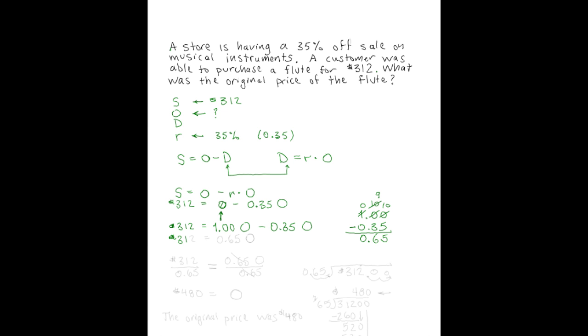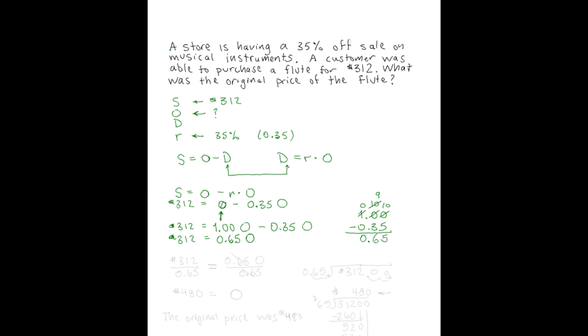So we have $312 equals 0.650. One of the nice things about decimals is you can think about it in terms of money. So we had 1.000 minus 0.350. Think of that as if it was currency. If you have $1 and you take away 35 cents, that's going to leave you 65 cents, which you can write as 0.65.